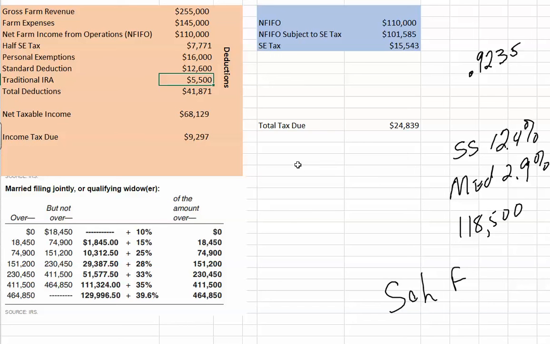It's up to you, but you have to put it into an account where you can't get to that account until you're 59 and a half. But you can deduct that if you choose to do that. It's simply a choice. You don't have to.